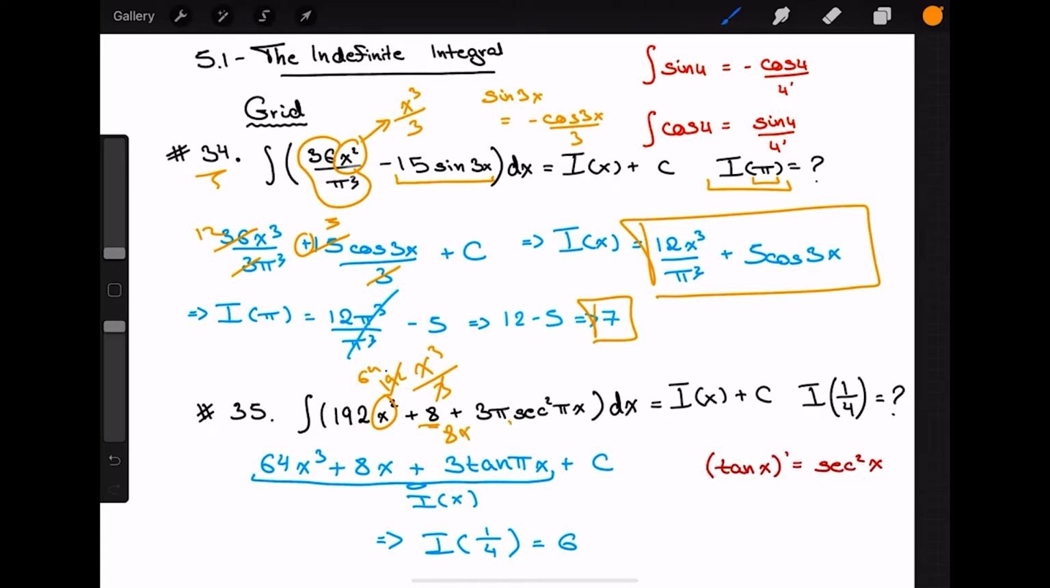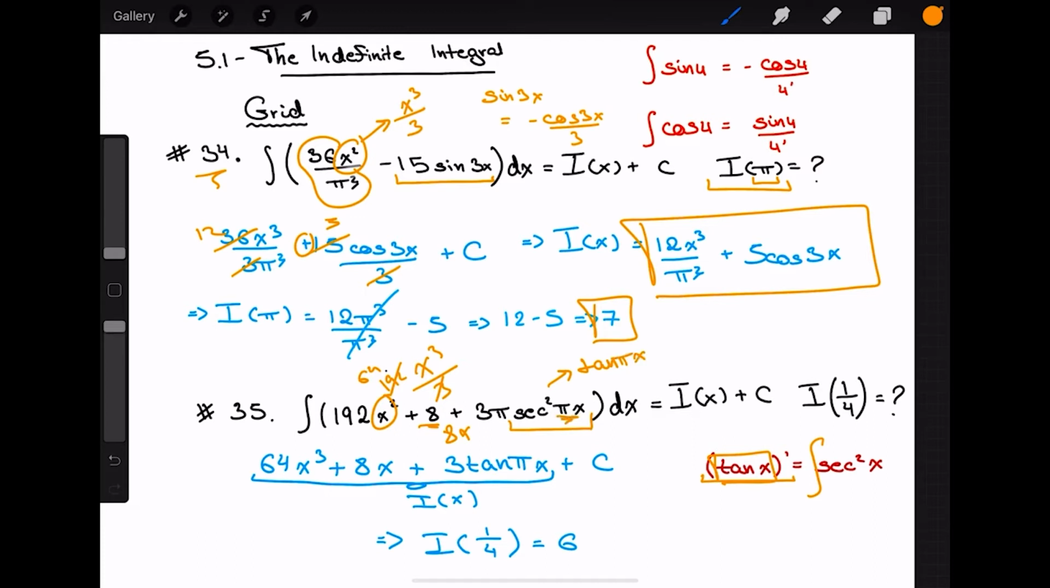Now, for secant squared pi x is where it gets a little confusing. You guys will have to remember all the derivative equations. So the derivative of tan is equal to secant squared x. And since integration is just antiderivative, the integration of secant squared will equal tan x. Therefore, secant squared x integration will simply give you tan pi x.